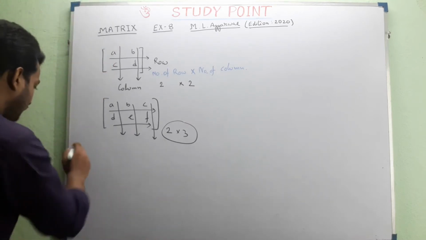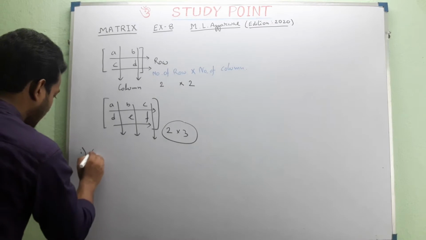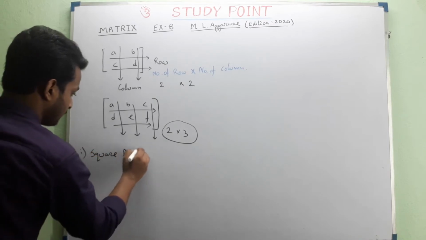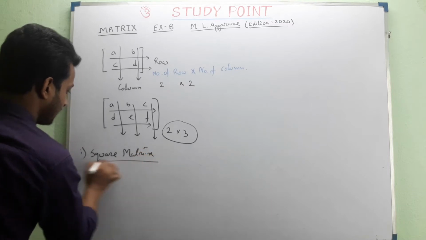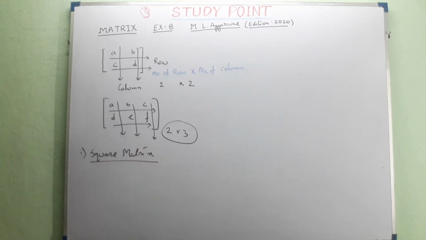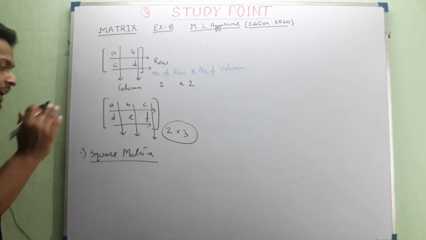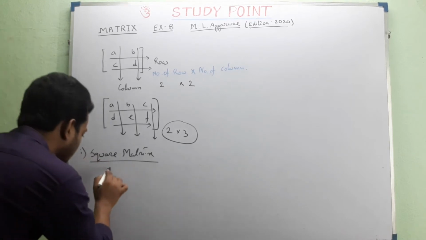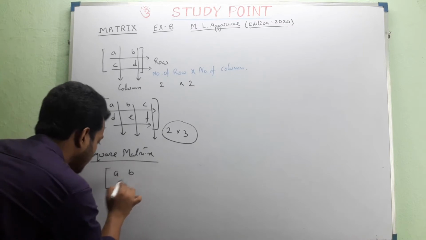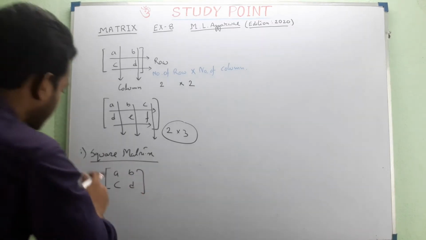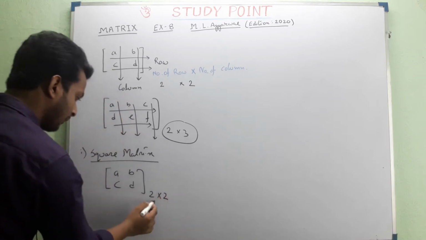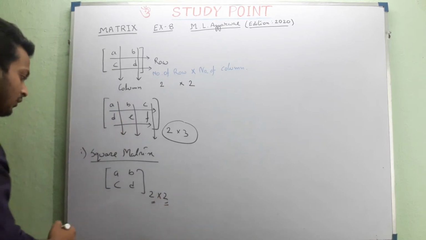See, if we talk about the square matrix, the square matrix is basically where the number of rows should be equal to the number of columns. Suppose I am writing a, b, c, d. Here you can see there are 2 rows and 2 columns. So the number of rows is equal to the number of columns.